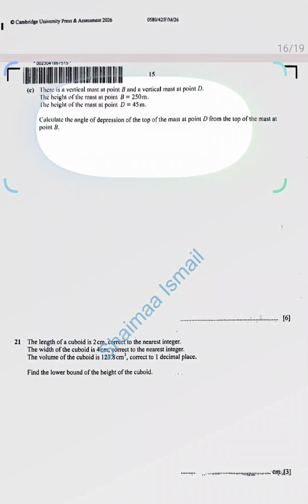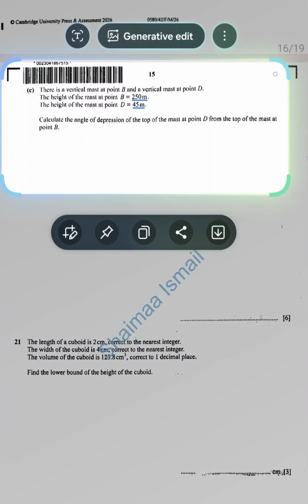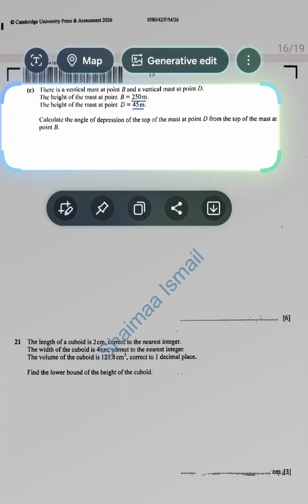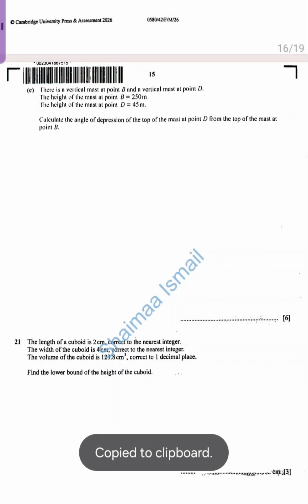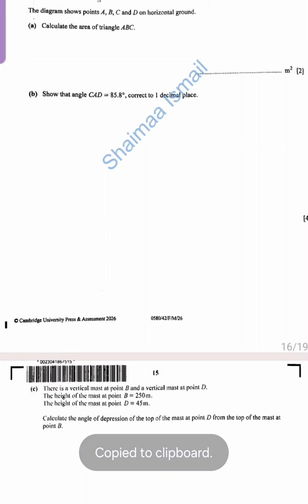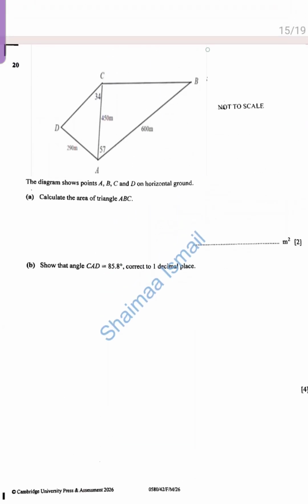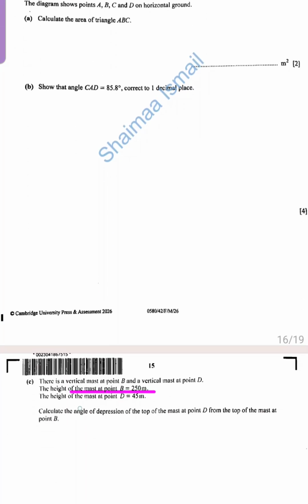Let's complete here March 2026. Here we have question number C, which I prefer to make alone like this. So he told you there is a vertical mast at point B. So at point B we have a vertical mast, and he said it's equal to 150, and there is another one.